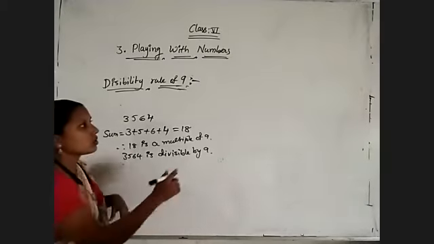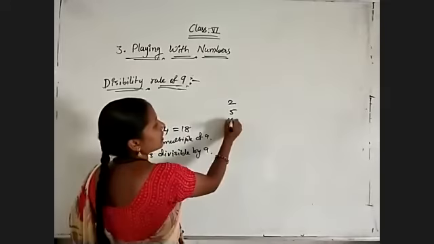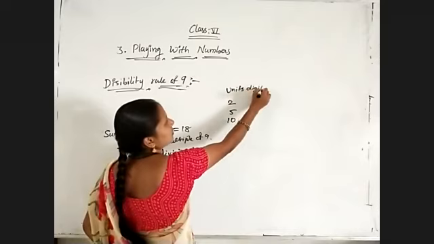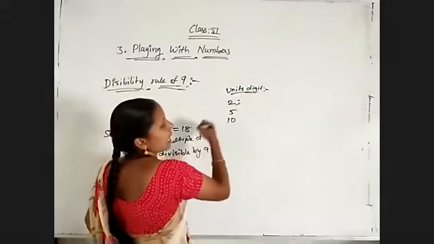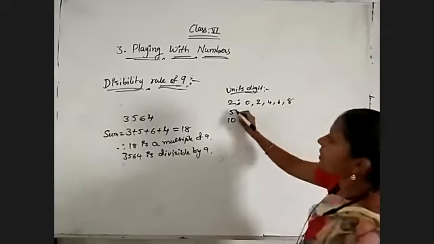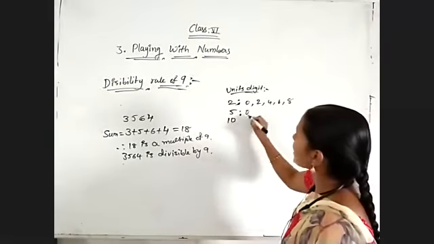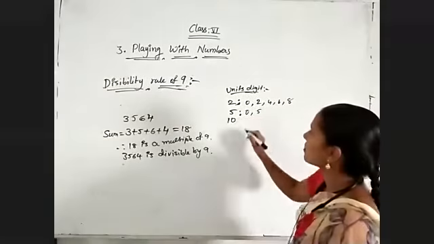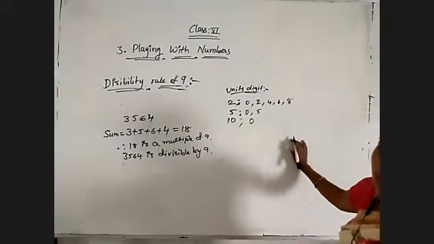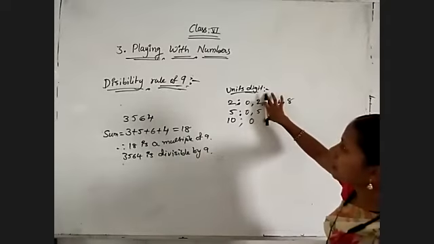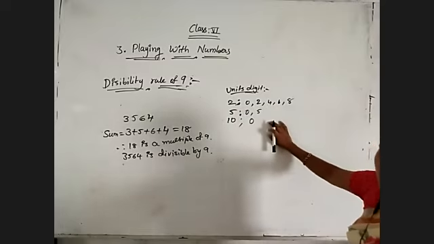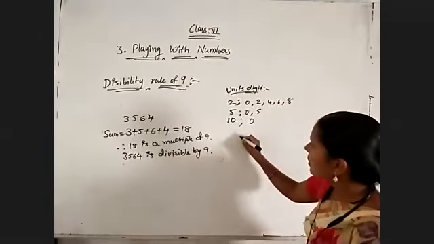So remember 2, 5, 10. We are checking unit digits. So if the unit digit has 0, 2, 4, 6, 8, then that number is divisible by 2. For 5, it must have 0 or 5, then only it is divisible by 5. For 10, it compulsorily has 0, then only it is divisible by 10. So these three divisibility rules we are checking by unit digit.